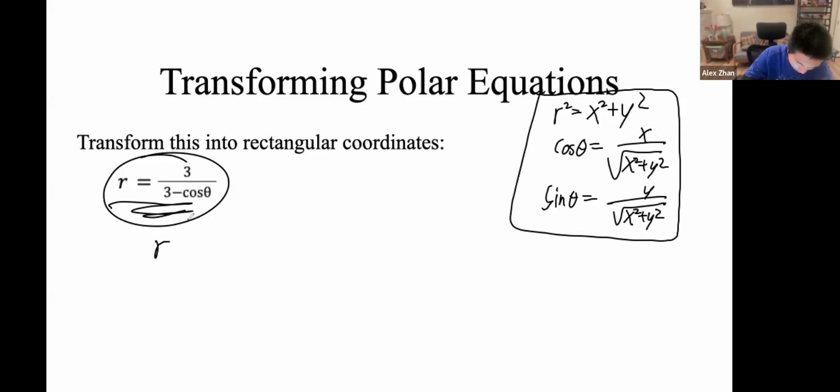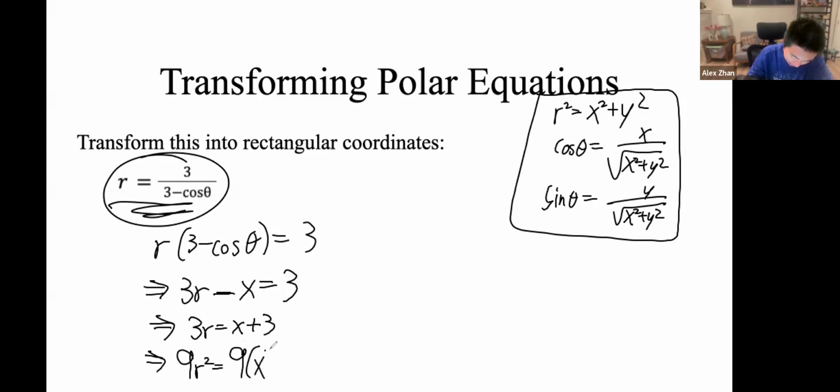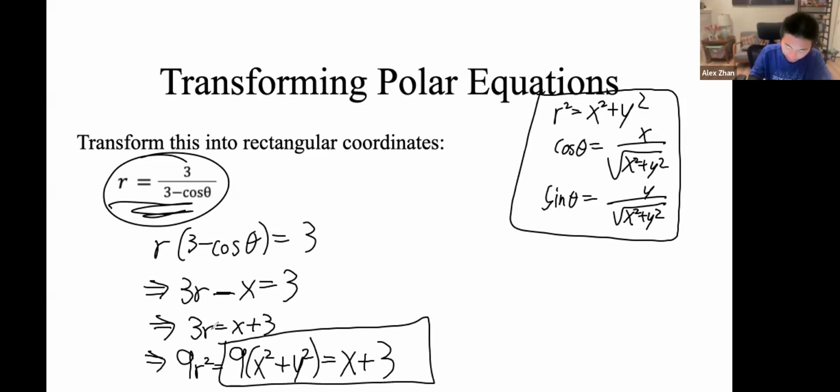So first of all, I will multiply this and take this to the other side. This then gives us 3r minus r cosine theta. Remember, r cosine theta is equal to x. So then 3r is equal to x plus 3. Squaring, 9r squared is then equal to 9 times x squared plus y squared equals x plus 3. And this is basically the rectangular equation. If you want to, you can complete the square, but you see this is the equation for a circle.